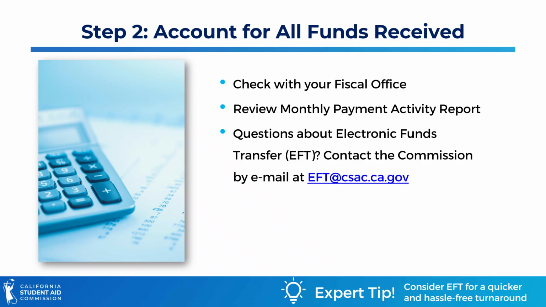Cal Grant funds are received at the business office of the educational institutions. As a financial aid administrator, you will be able to check the amount of funds being sent by checking the monthly payment activity report, which is available in WebGrants. Depending on your school's preferred method, the funds will come via a warrant or electronic funds transfer, or EFT. If you have questions about your funds or about the EFT, please contact the Commission.